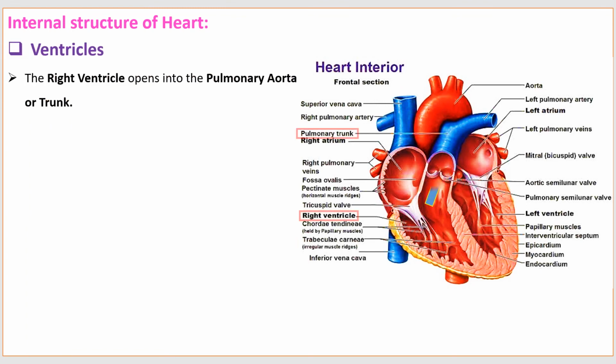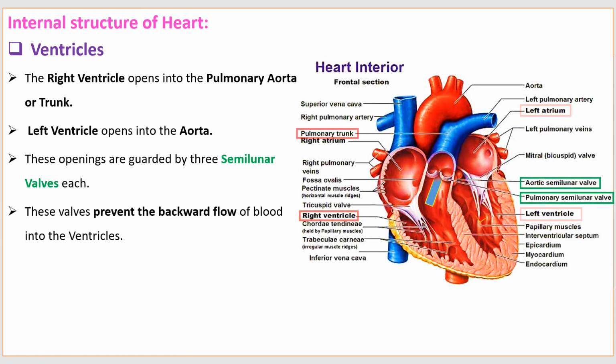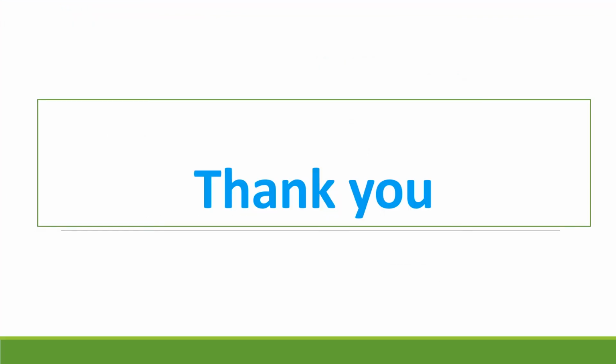The right ventricle opens into the pulmonary trunk. The left ventricle opens into the aorta. These openings are guarded by three semilunar valves each. These valves prevent the backward flow of blood into the ventricles. I hope you have understood all the contents of this topic. Thank you.